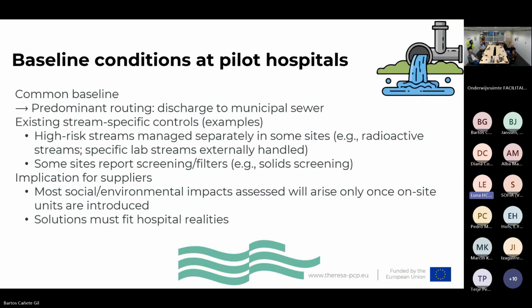So baseline conditions at the pilot hospital, I am sure you've seen this before if you attended other meetings, but the common baseline is that the predominant routing is discharged to municipal sewers. Some hospitals do have existing stream-specific controls, like high-risk streams managed separately, or some sites reporting screenings and filters. What is the implication for suppliers?